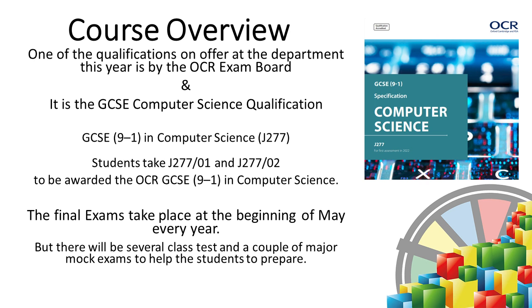There are two papers for this qualification. So students take J277 paper 1, which is 7701, and then J27702, which is paper 2. Then they are awarded a qualification based on the grade they get between 9 and 1 for GCSE Computer Science. The final exams take place at the beginning of May every year, but there will be several class tests and a couple of major mock exams to help the students to prepare for the final exams.